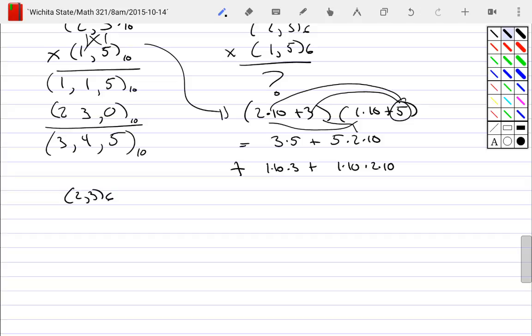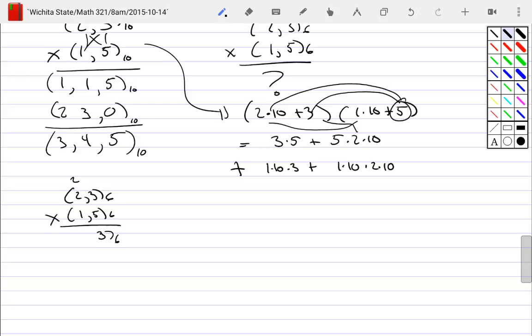23 in base 6. 15 in base 6. But remember, these are going to be in base 6. What is 3 times 5? 15. But what is 15 in base 6? Okay, the carry part would be 2 sixes, which is 12, with 3. So a 3 goes here, and I would have a 2 up there.